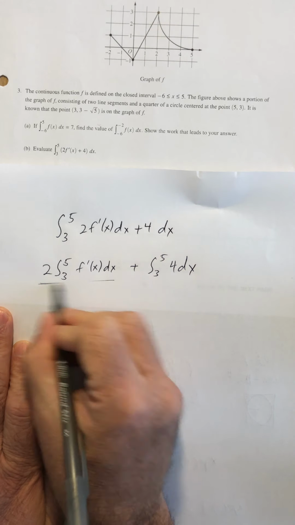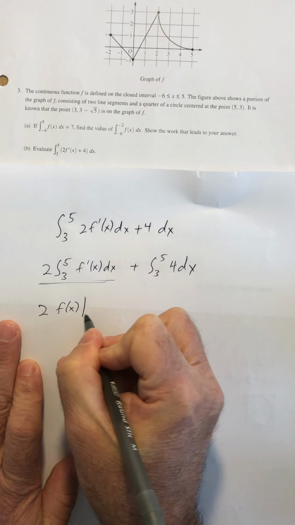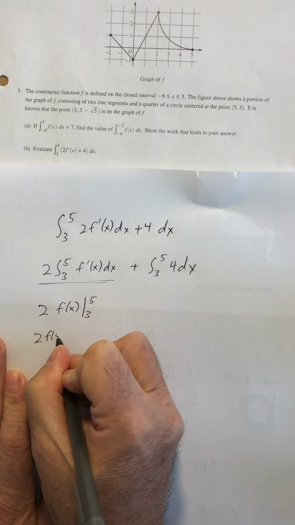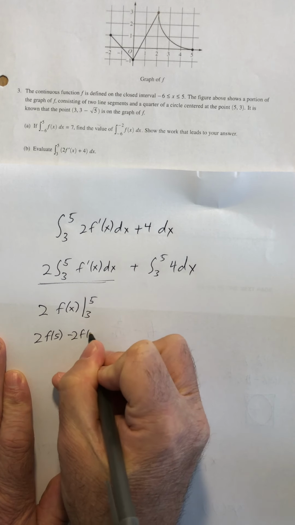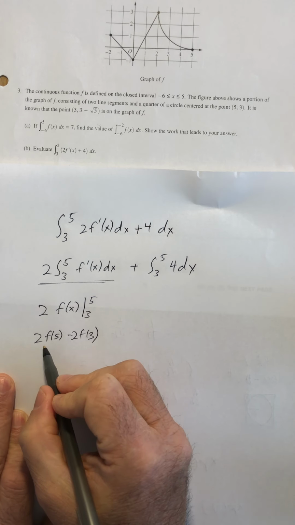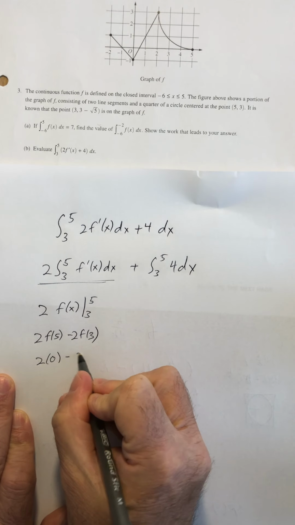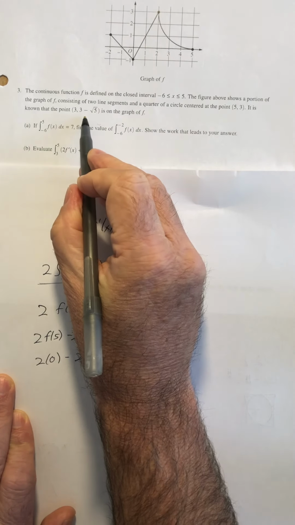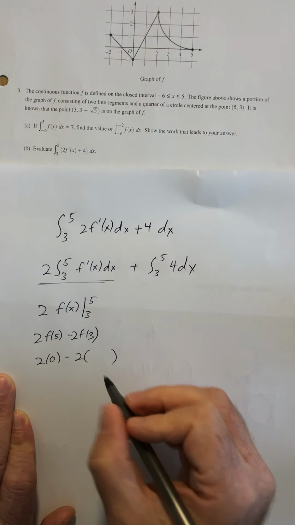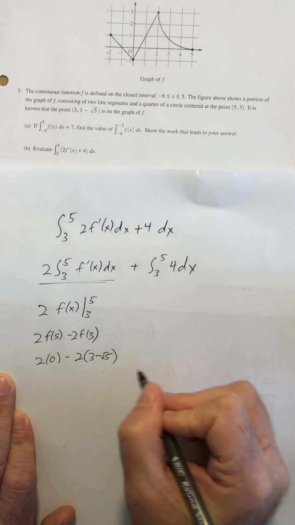So this one I can use the fundamental theorem on. I get 2 times f, which is the antiderivative, evaluated at both 5 and 3. So that's going to be 2 times f of 5 minus 2 times f of 3. Each of those I can get from the graph. So f of 5 right there is 0. So this is 2 times 0 minus 2 times f of 3. If you look carefully and read the problem, f of 3 is given. You're not expected to figure that out. Equation of a circle, you probably could, but that would take a lot of time. It actually gives you that value.